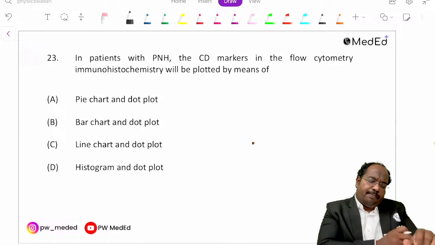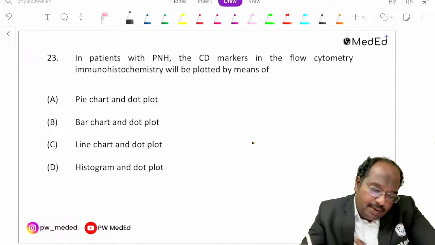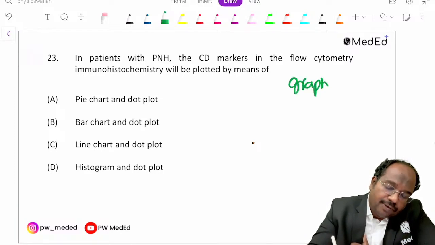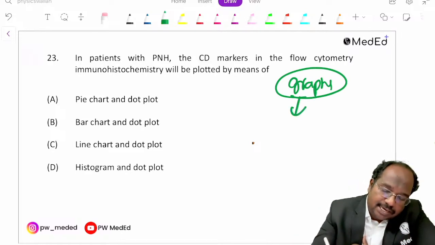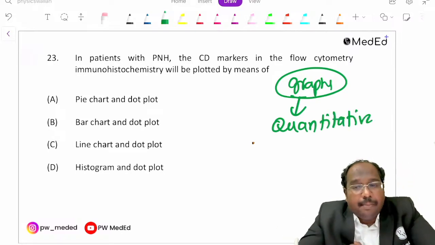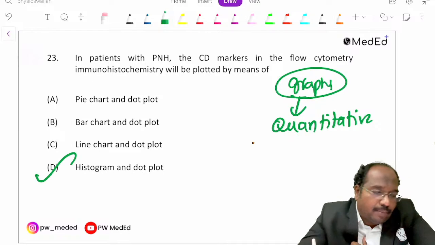In a patient with PNH, CD markers were studied using flow cytometry. So they are asking about graphs. This data is quantitative data. Quantitative means we can measure it; the markers we can measure. So which graph will be ideal? The answer is histogram and dot plot, guys.